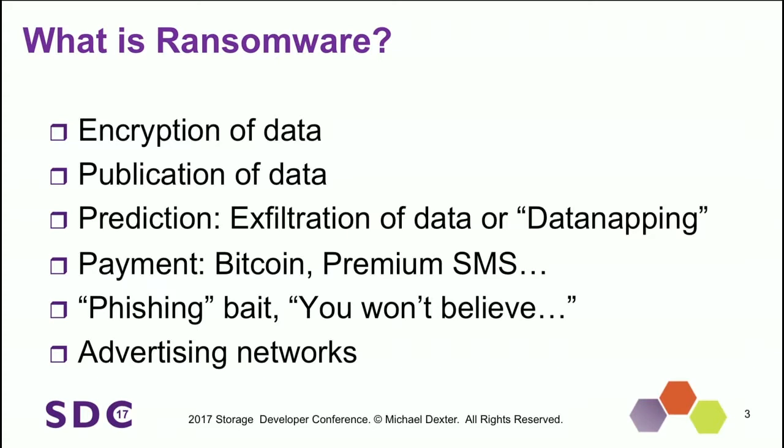For the purpose of this, let's consider ransomware any form of ransom, be it the encryption of data, be it the unauthorized publication of data, be it the exfiltration of data, which I think is something we'll see more of, or data napping, if you will. And payment for that data can take many forms, be it Bitcoin or premium SMS messages. And typically, a ransomware attack starts through phishing bait, which is a bit of a slang term there, of attractive junk email that includes the malware. And increasingly, various malware is being pushed by advertising networks, unfortunately.